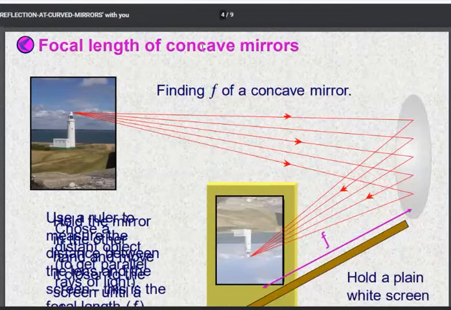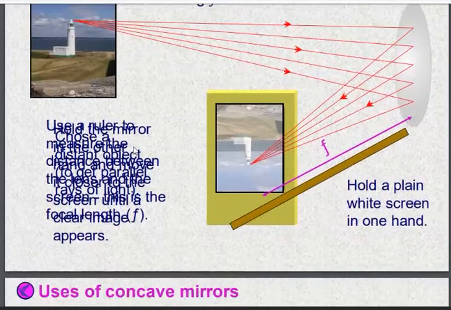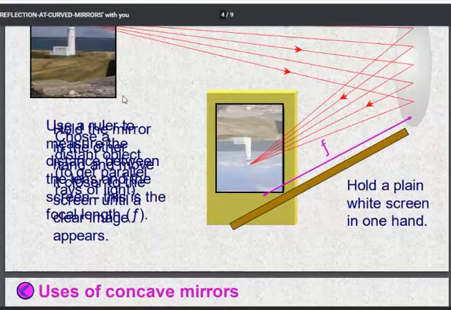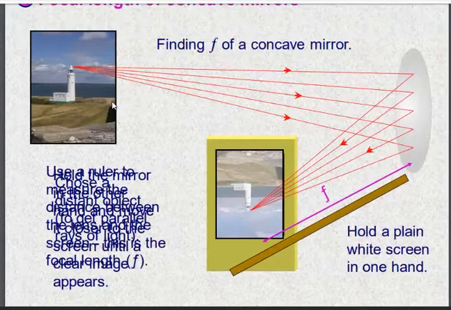Now, the focal length of concave mirrors. Find the focal length of a concave mirror. You see here is the object and here is the mirror. This is the concave mirror and this is the object, a distant object. This is the rough method to calculate the focus of a concave mirror.